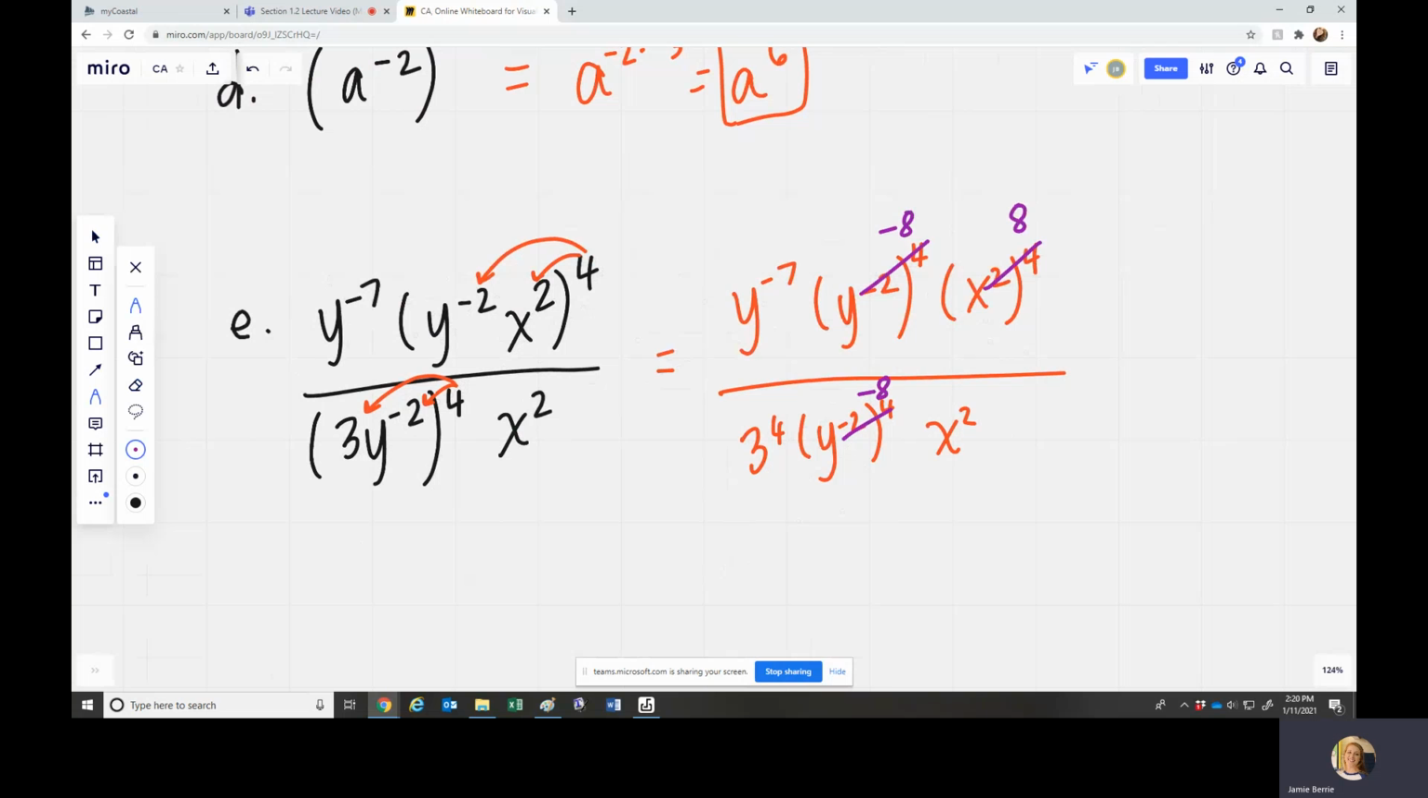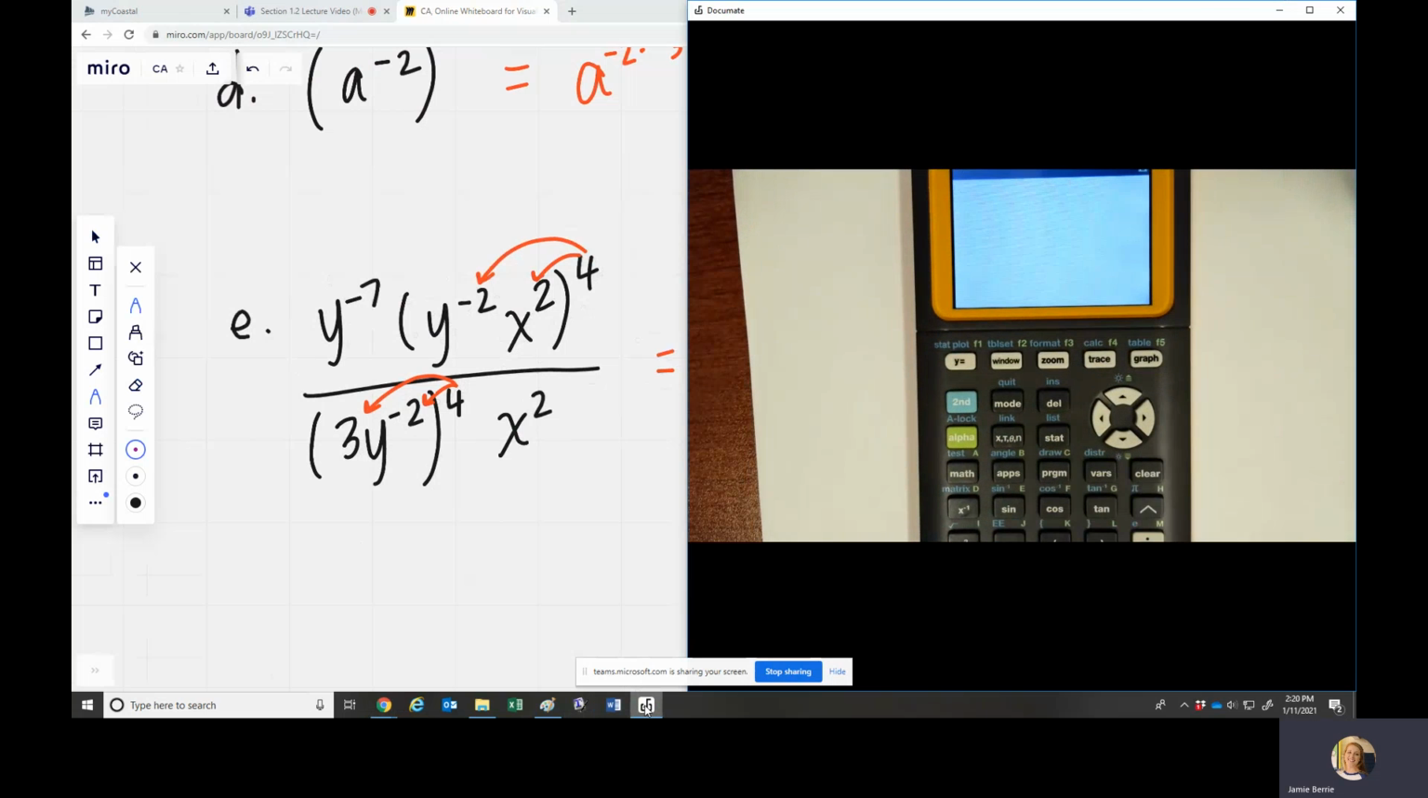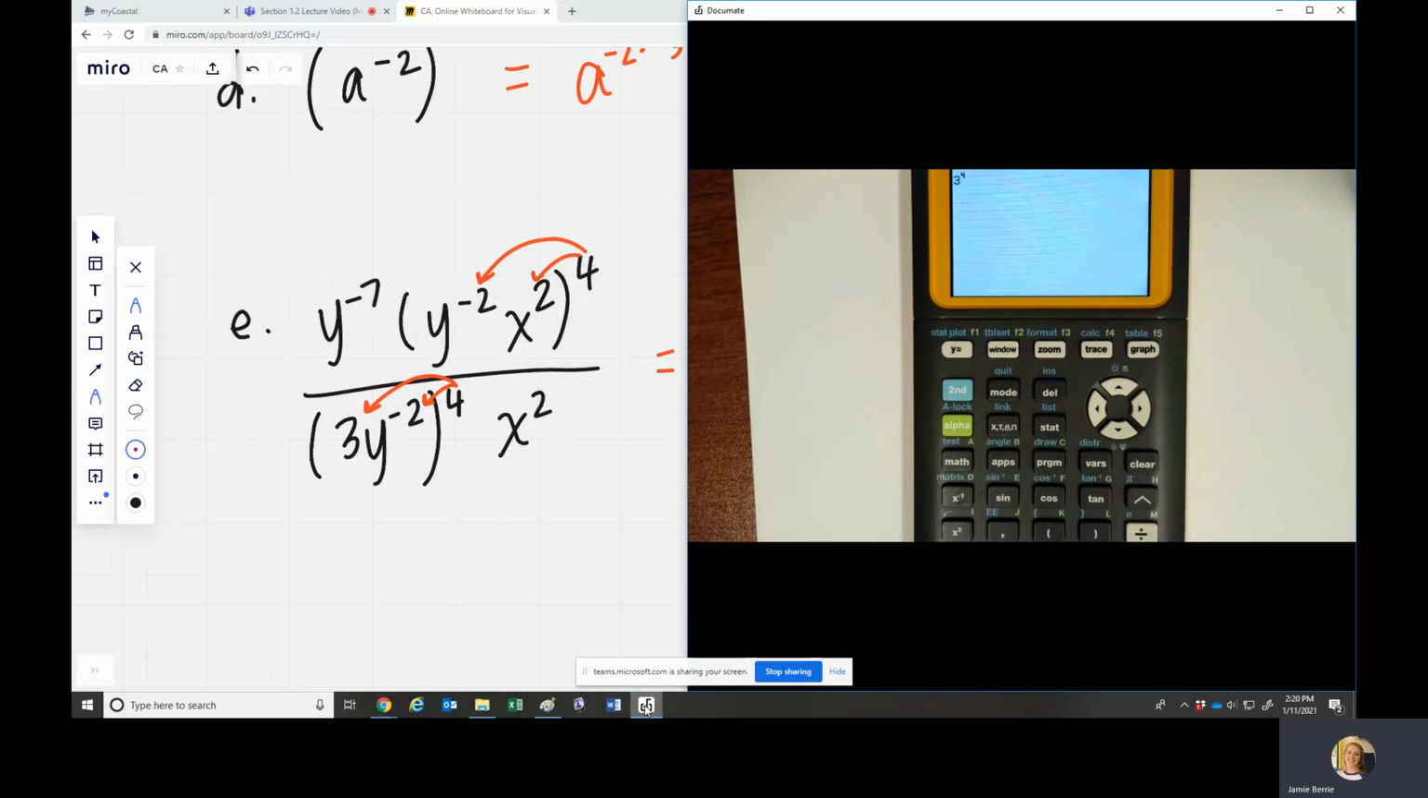And then if you want to, do you want to plug that in the calculator? Let's see what that's going to be. 3 to the 4th. 3 raised to the 4th is 81.